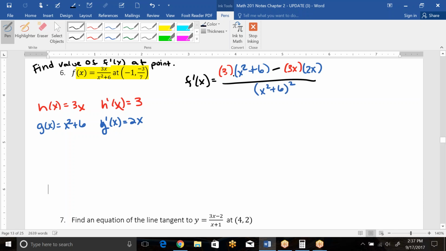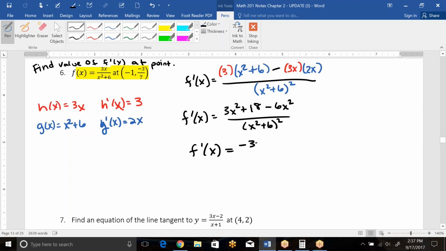Okay, so this will be distributed out, and this gives me 3x squared plus 18 minus 6x squared all over x squared plus 6 squared. And then I'm going to combine like terms on top and get negative 3x squared plus 18 over x squared plus 6 squared. Now on this one, can we actually reduce?